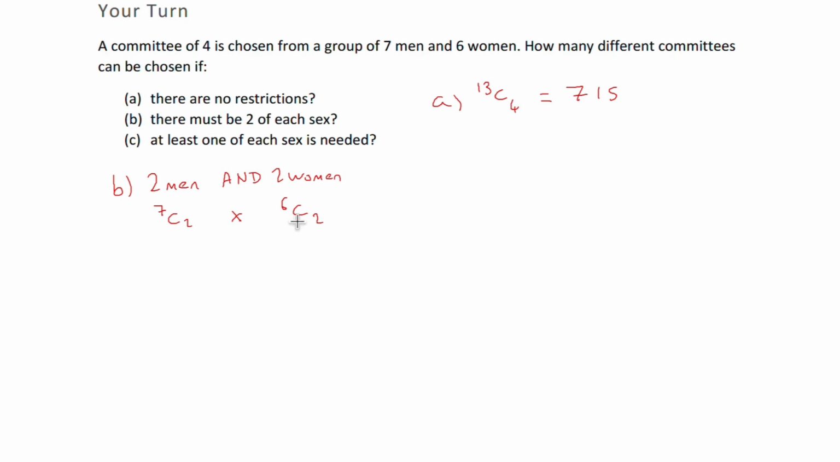And means multiply. So here we have 7 choose 2 times 6 choose 2, which gives us an answer of, well, just so you know what the answers to each of those small bits is, it's 21 times 15, which is 315.